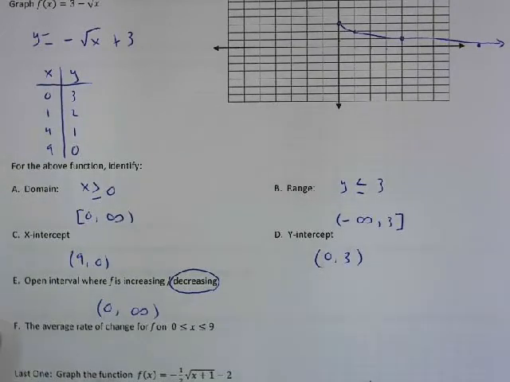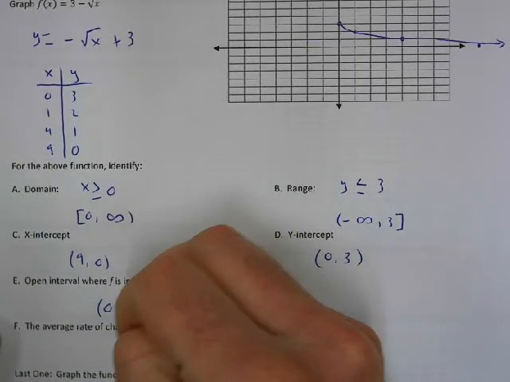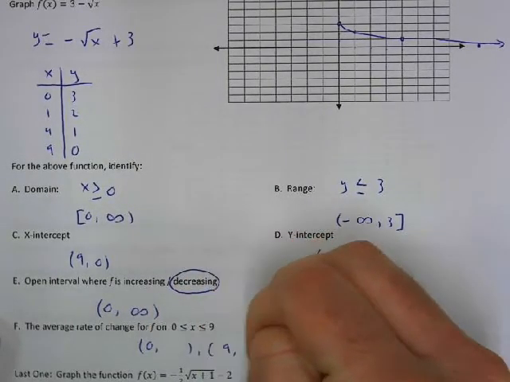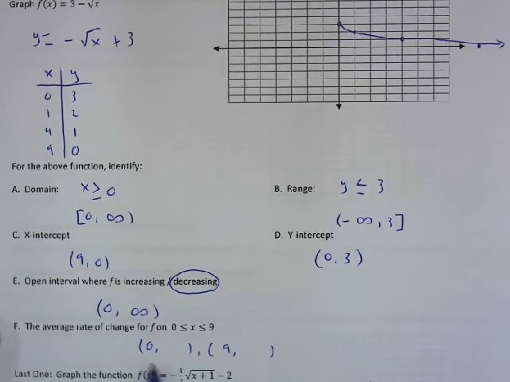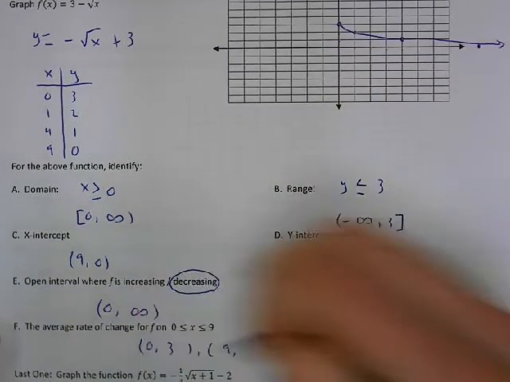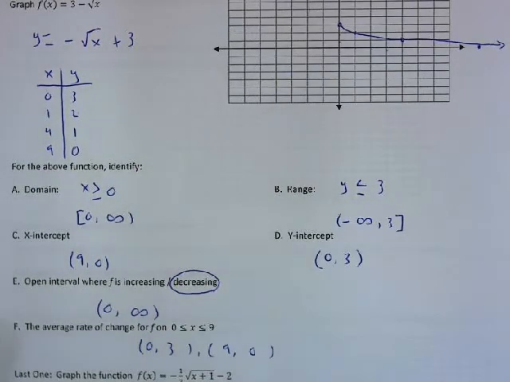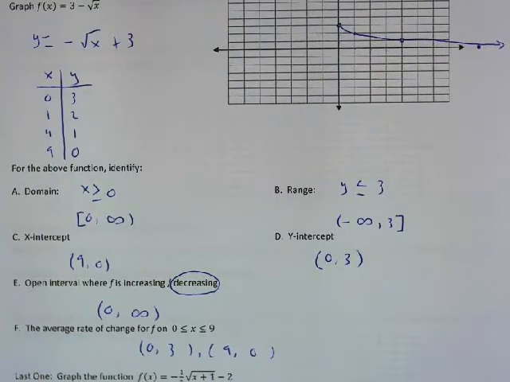What's the average rate of change for our function on the interval between x values of 0 and 9? Okay, in other words, what's the slope between 0, something and 9, something? Well, what are my 2 points here? 0, what? Well, we already plugged that in, and we got 0, 3. And 9, what? Well, 9, 0. Okay, so then what is the average rate of change there?